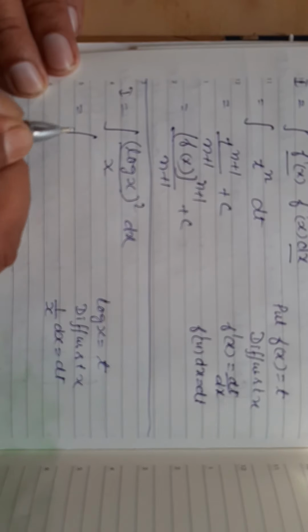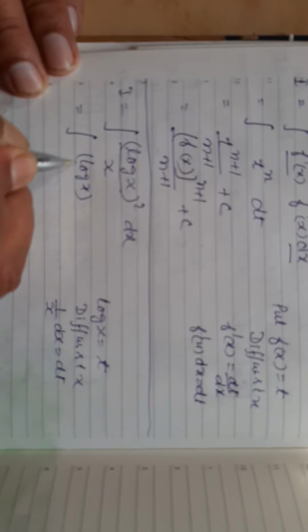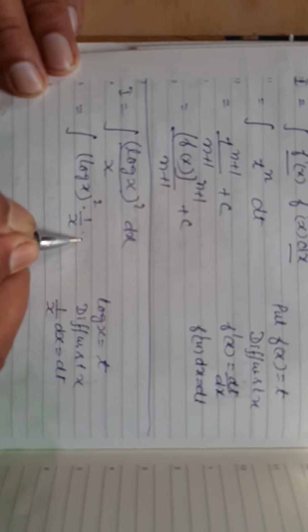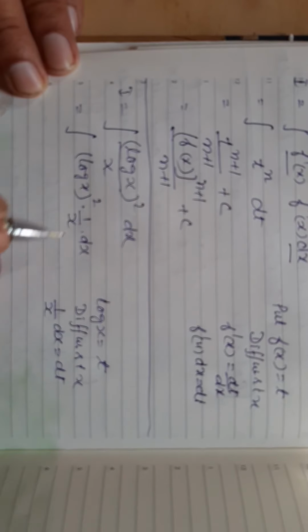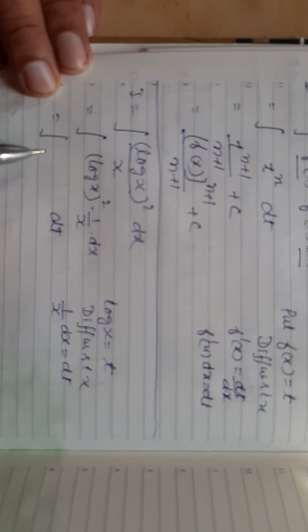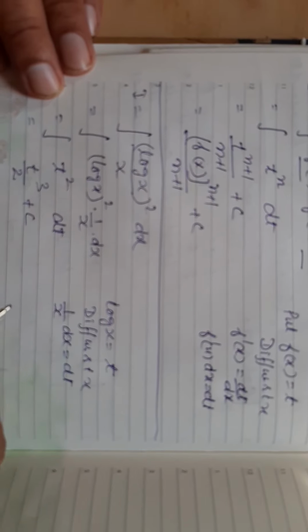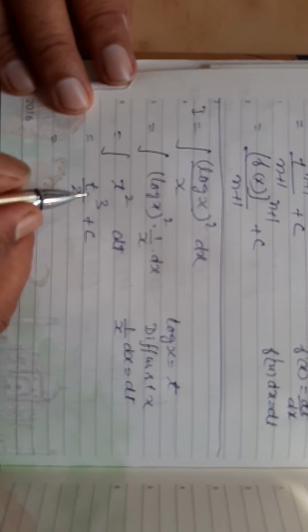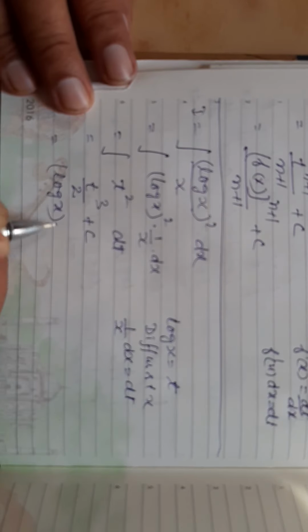Now this question can be written as log x whole square into 1 upon x into dx. And the value of 1 upon x dx is equal to dt, and this becomes t square dt. Here we apply the formula: t raised to power 2 plus 1 divided by 2 plus 1 plus c. Substitute the value of t: log x whole cube divided by 3 plus c. We do more questions here.